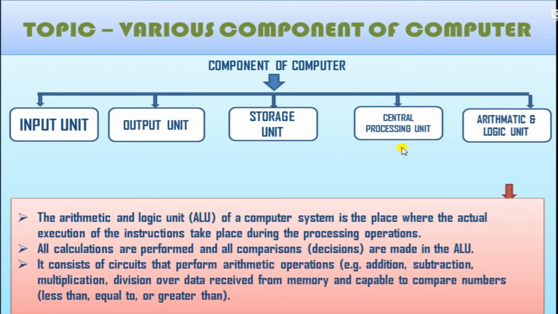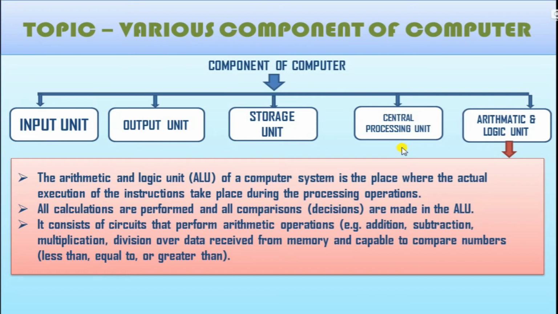And last but not the least, the arithmetic and logic unit. The arithmetic and logic unit of a computer system is the place where the actual execution of the instructions takes place during the processing operations. All calculations are performed and comparisons are made in the ALU. It consists of circuits that perform arithmetic operations like addition, subtraction, multiplication, division. Anything you want to do, you have to use this unit, the arithmetic and logic unit. These are the various components of a computer.